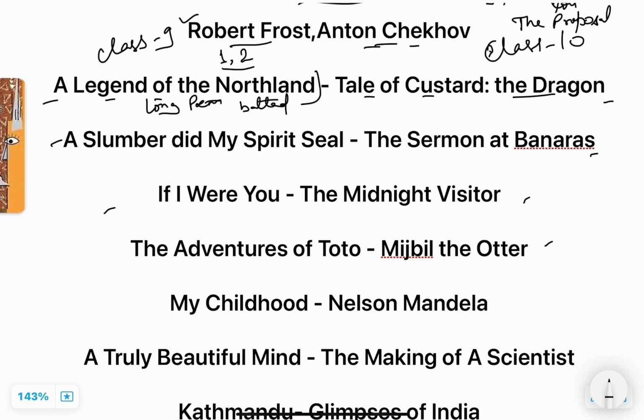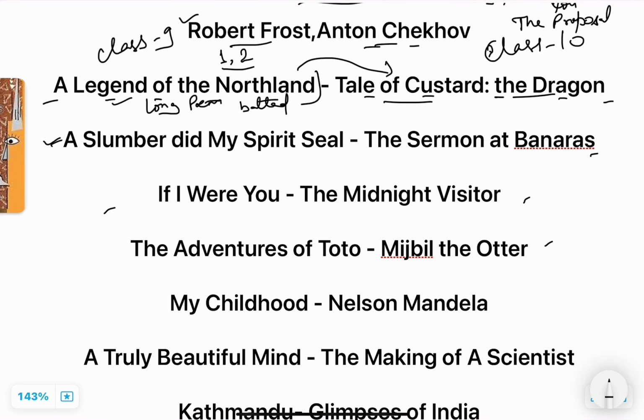So that means, where I was telling you, that if you have understood the poem A Legend of the Northland very well, then you will easily get the idea of the poem Tale of Custard the Dragon. When we read this poem, you will recall A Legend of the Northland.